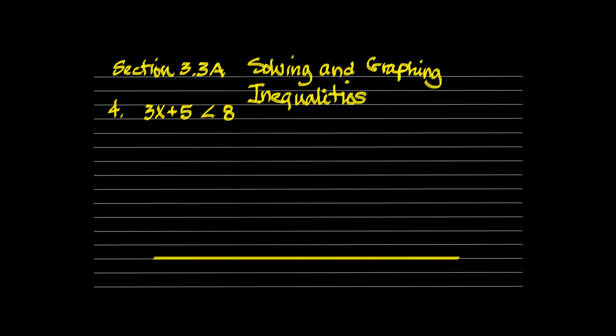Okay, the next question we have is number 4. It's very similar to number 3. We have 3x plus 5 is less than 8. We can see that this one's a little bit different. This one is opened. You can tell that because there's no equal bar there. There's no equal bar, so it's opened. So it will be a circle and we don't color it in.